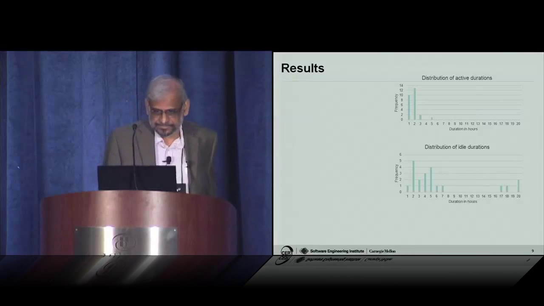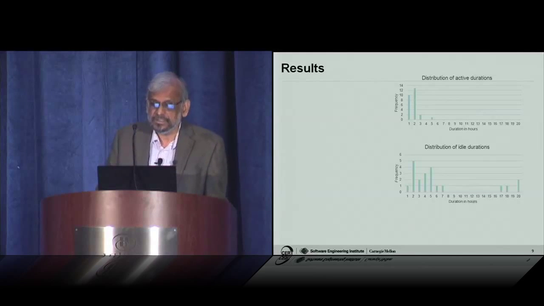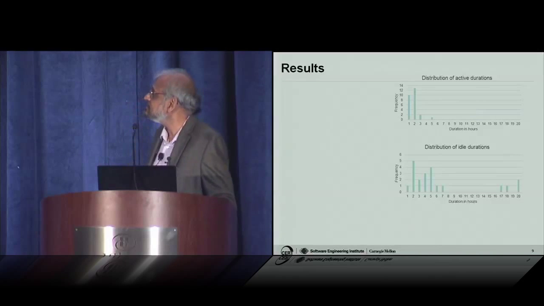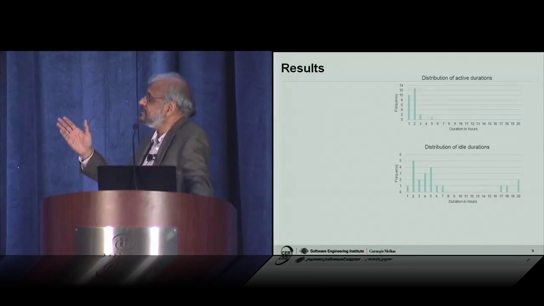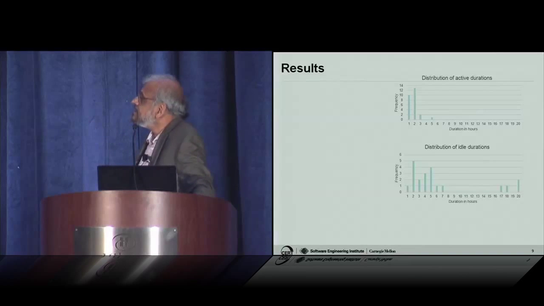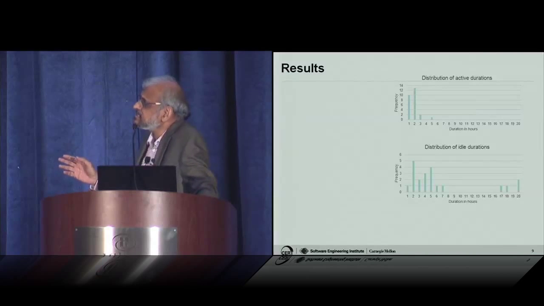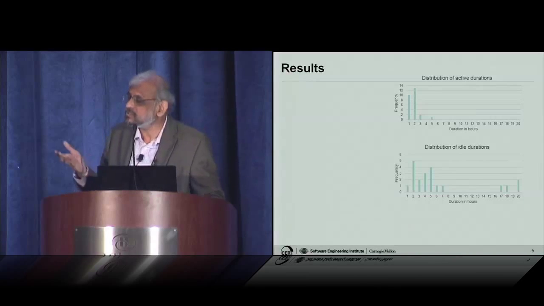And this is the result. So what we have here are two distributions. One is the distribution for the active times, and one for the idle times. And let's look at this distribution a little bit. When we look at the active durations, remember, this is being continuously active. So we see that they're continuously active at most for 5 hours. You don't see anything after that. So that's sort of significant.